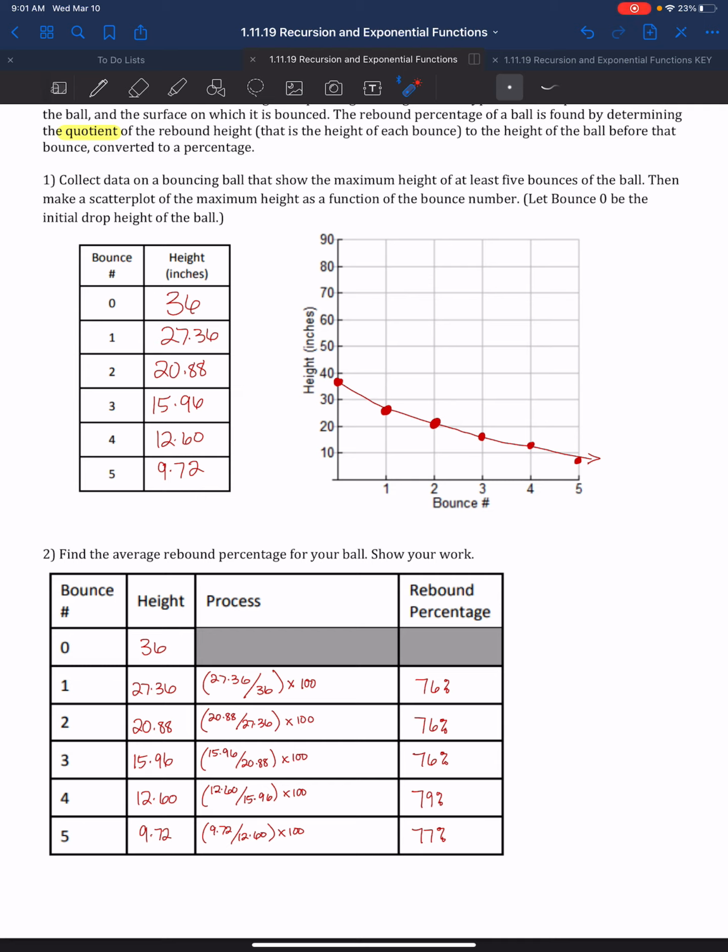And then it asked us to find an average. So all I need to do is average these rebound percentages together. So my average is going to equal 76 plus 76 plus 76 plus 79 plus 77, and then divide it all by 5 because I have 5 numbers. And so that's going to equal about 76.8%.